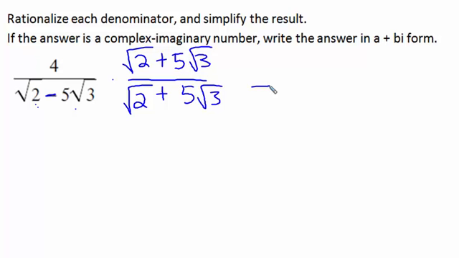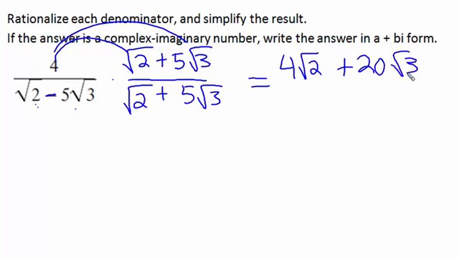In the numerator, we simply distribute the 4 across both terms. So we get 4 on the outside, square root 2 for the first term, plus 4 times 5 is 20 on the outside, square root 3 for the second term.